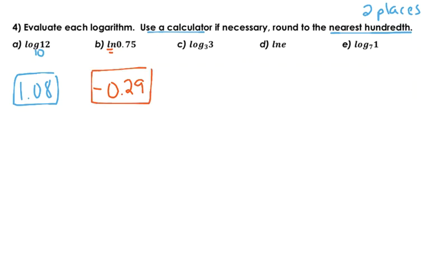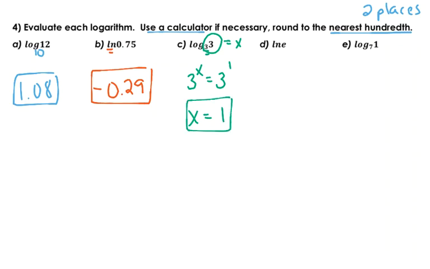On C, you can't type this into the calculator because it's a base of 3. But notice that those are the same. If you want, you could even set it equal to x, change it to exponential form. Always put a 1 exponent if there's nothing there. So in this one, it's equal to 1.